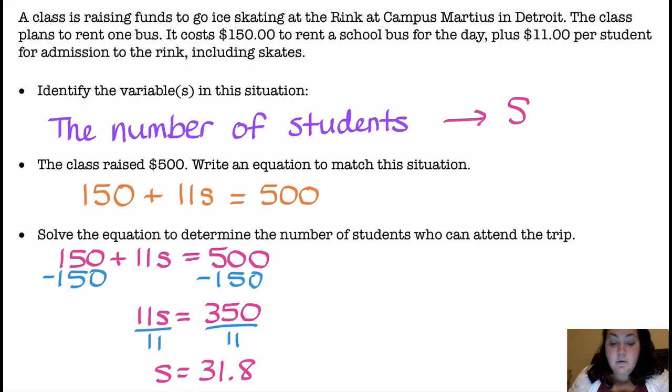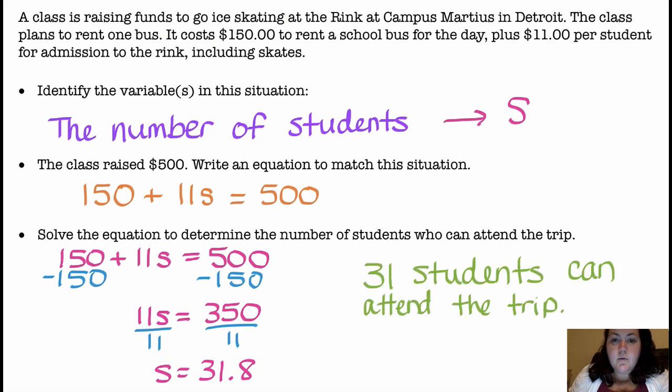Okay, we're talking about number of students, and since we can't have 0.8 students, we would just say 31. You can't round up. Okay, we don't have enough money for 32 students. We have enough money for 31 students plus a little extra. So 31 students can attend this trip.